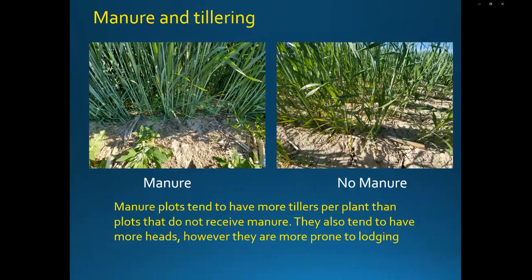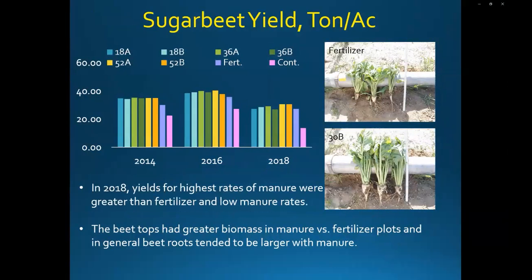One of the things we did notice when using manure is that you tend to have a lot more tillers per plant than when you are just using inorganic fertilizer. And they also tend to have more heads, and we think that the excessive tillering with all those heads on them does create the lodging problem, probably due to a reduction in stem strength.